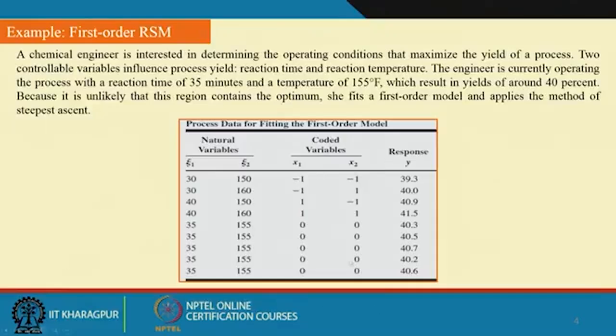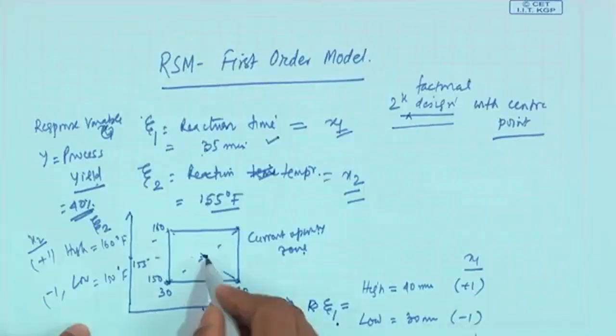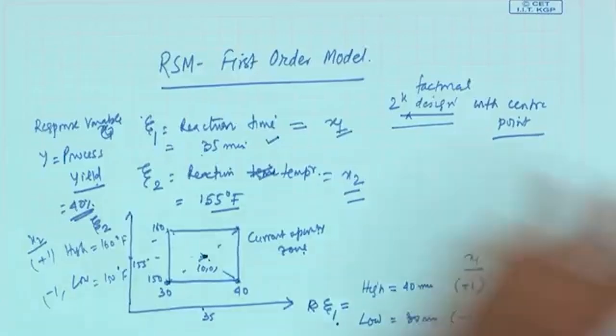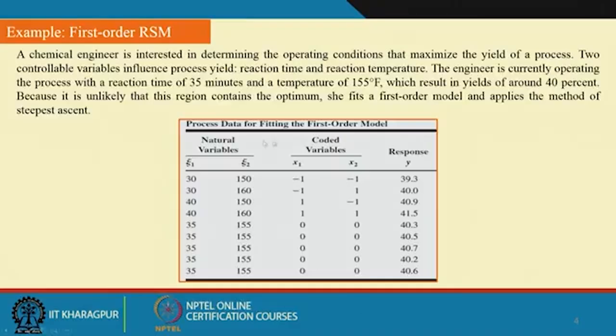Suppose under this situation the design matrix is like this: x 1, x 2: minus 1, minus 1; minus 1, plus 1; plus 1, and so on. These are the factorial points, and the center point is 0, 0, because you know that plus 1, minus 1, so obviously this point will be 0, 0. The central point is 0, 0, and if you have conducted the experiment and the responses are like this, what is your aim? You want to fit a first order model.